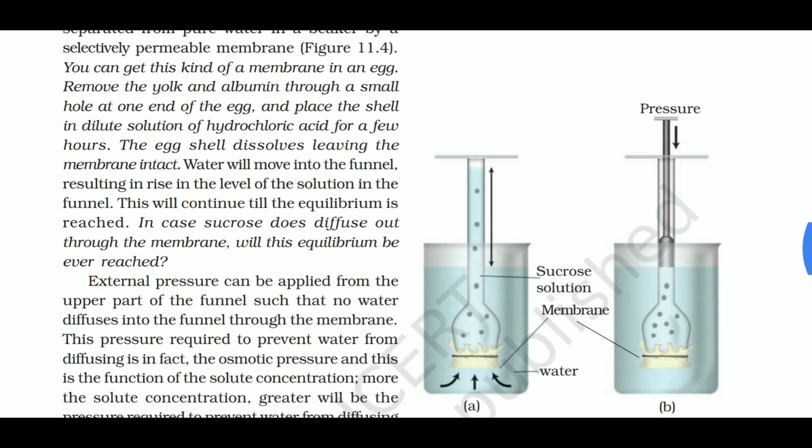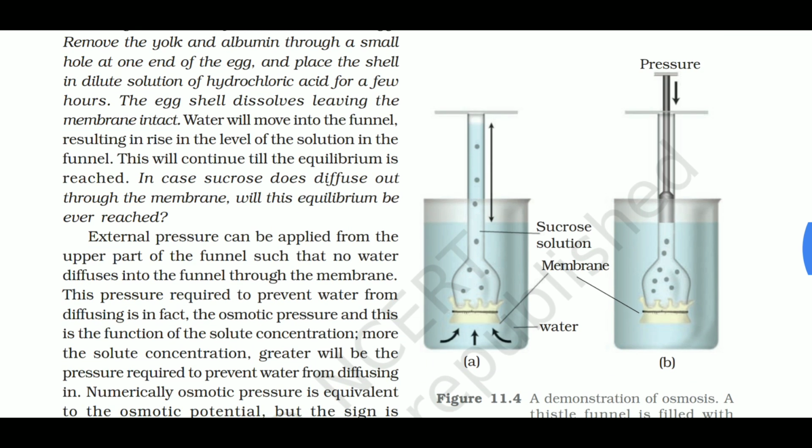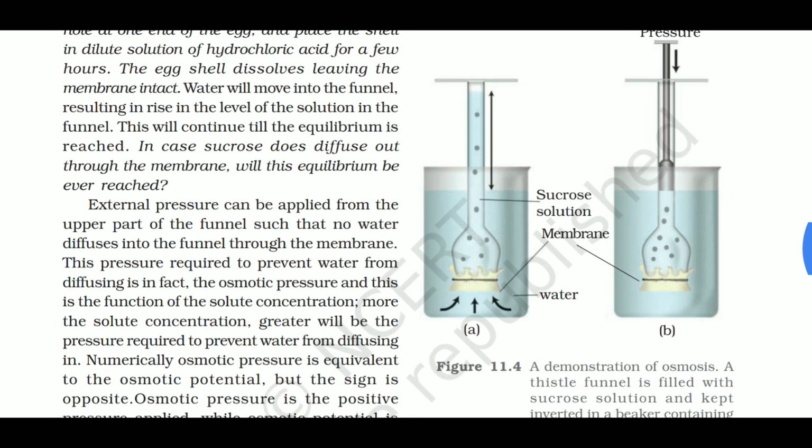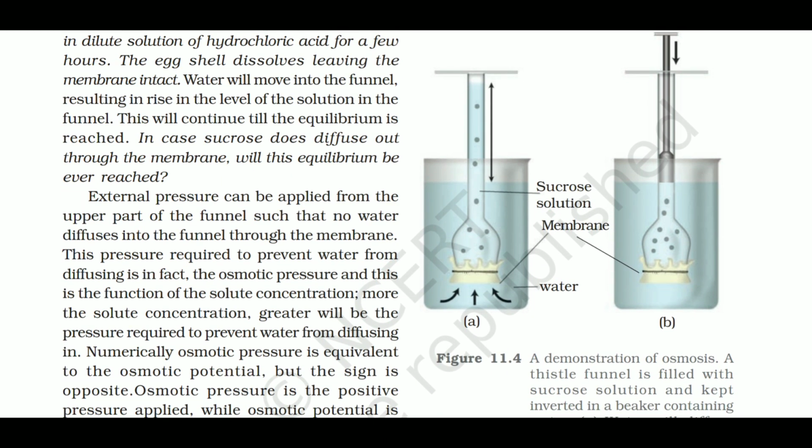You can get this kind of membrane in an egg. If you break the egg, you will find a very thin membrane, which is nothing but a biological membrane. It is semi-permeable in nature. Remove the yolk and albumin through a small hole at one end of the egg and place the shell in a dilute solution of hydrochloric acid for a few hours. The egg shell will dissolve, leaving the membrane intact.